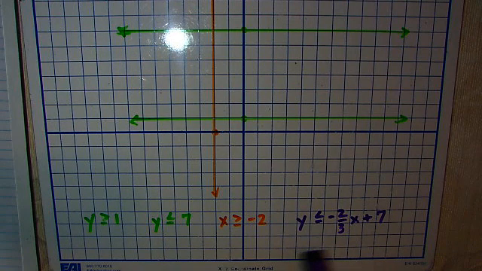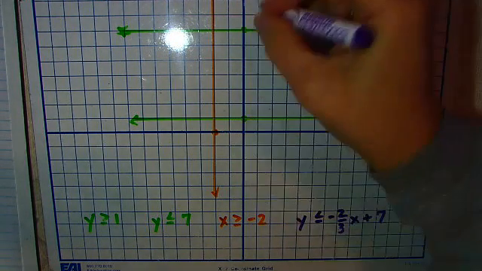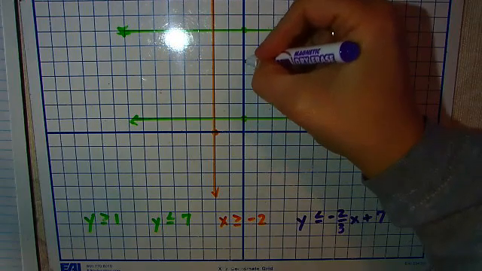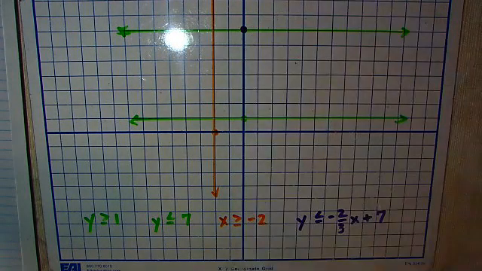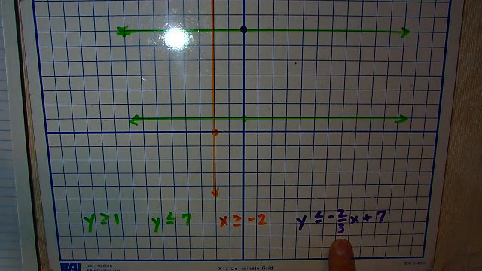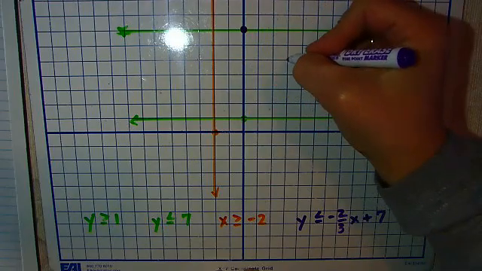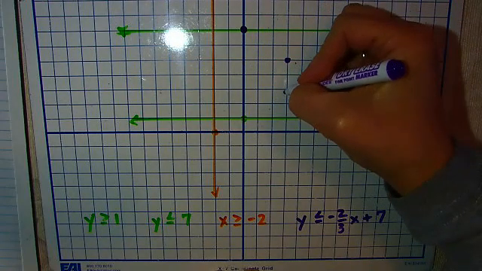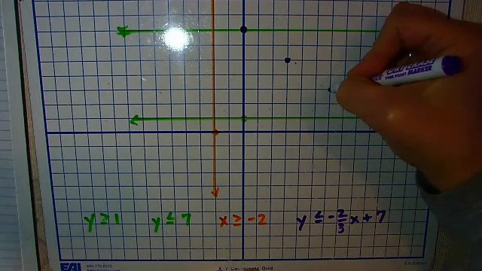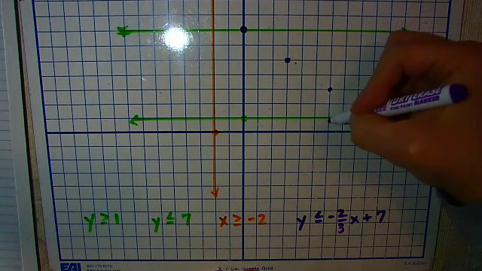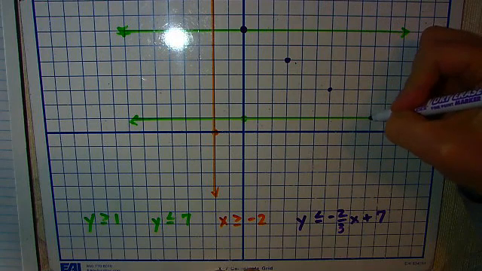Okay, my last one here is again already in slope-intercept form, so we're pretty much ready to go. My y-intercept is 7, so I'm going to count myself up to 7. 1, 2, 3, 4, 5, 6, 7. Okay, which would be right there. Put my point. My slope is -2/3. So again, my line should be going downward. I'm going to go down 2, right 3. Down 2, 1, 2, right, 1, 2, 3. And again, down 2, right 3.